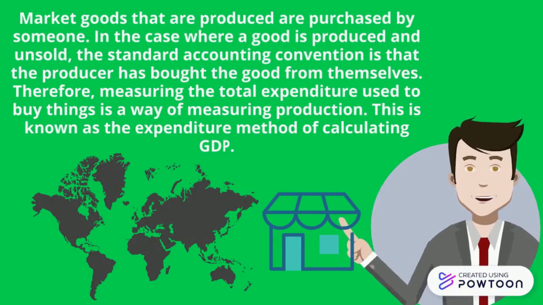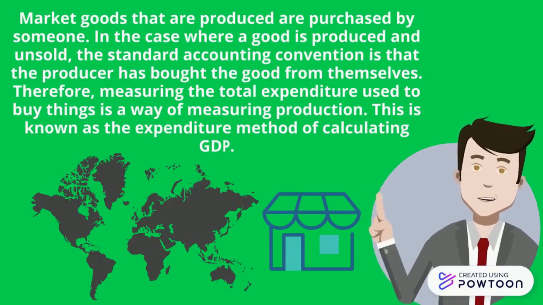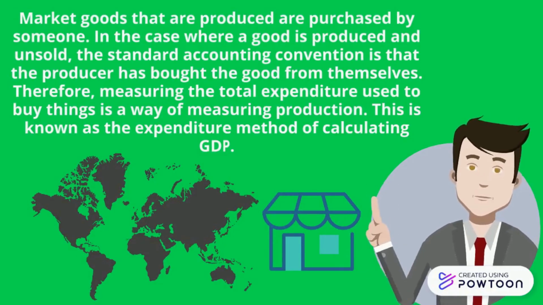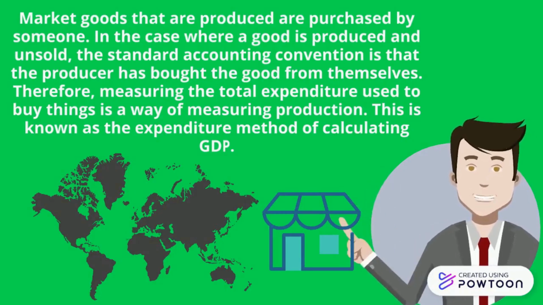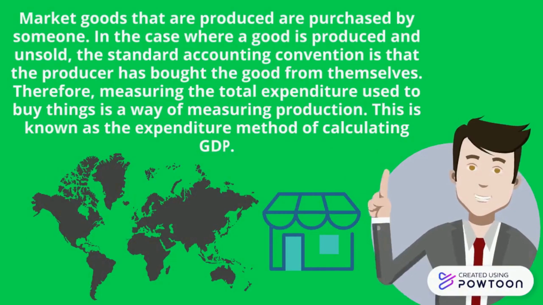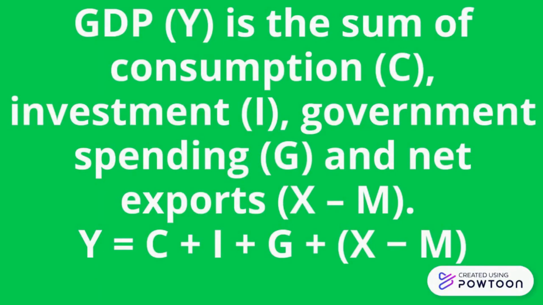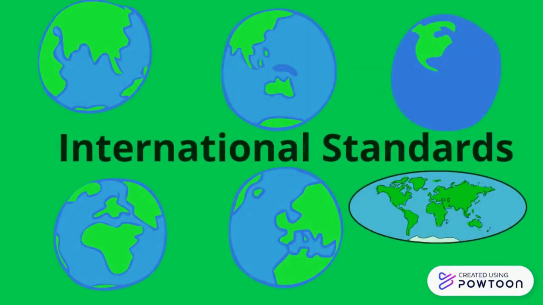Market goods that are produced are purchased by someone. In the case where a good is produced and unsold, the standard accounting convention is that the producer has bought the good from themselves. Therefore, measuring the total expenditure used to buy things is a way of measuring production. This is known as the expenditure method of calculating GDP. GDP, Y, is the sum of consumption, C, investment, I, government spending, G, and net exports, X minus M: Y equals C plus I plus G plus (X minus M).